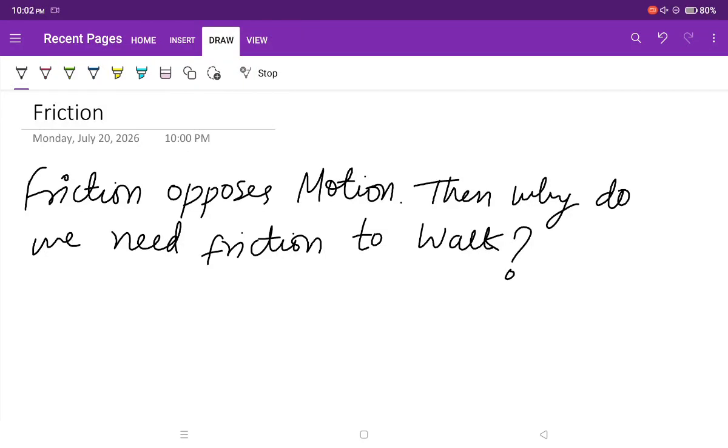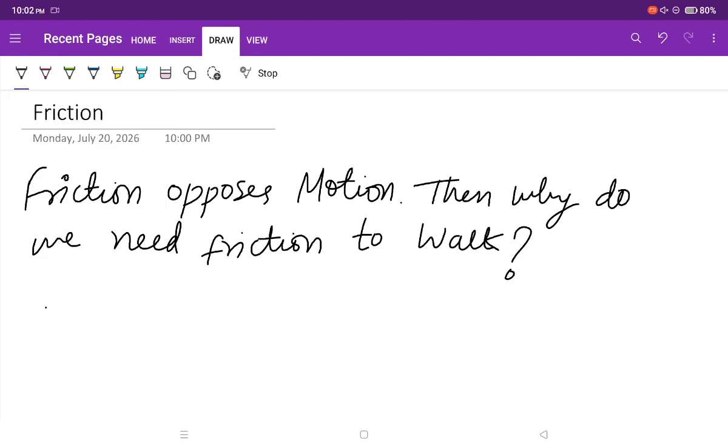Let's discuss friction. So we have friction opposes motion, right? Then why do we need friction to walk? If friction opposes motion, then why do we need friction to walk? Right? Isn't it a good question?